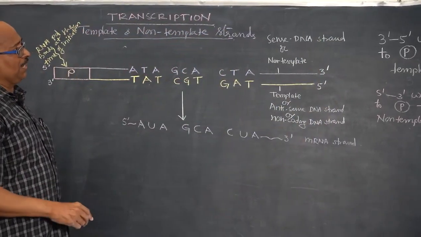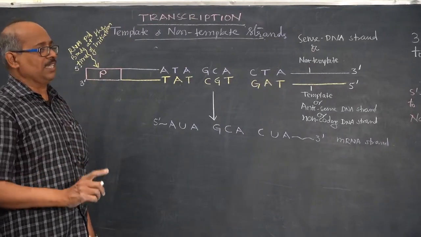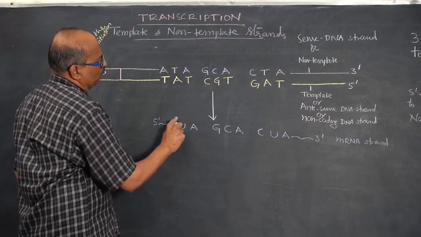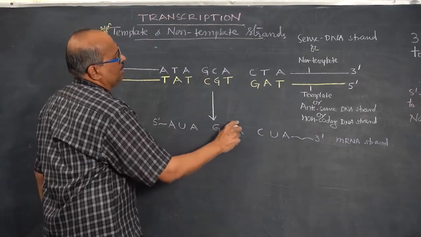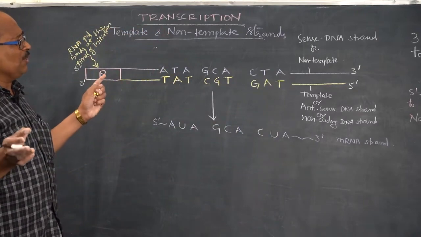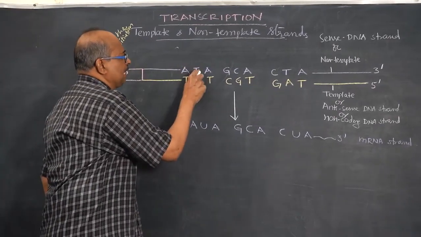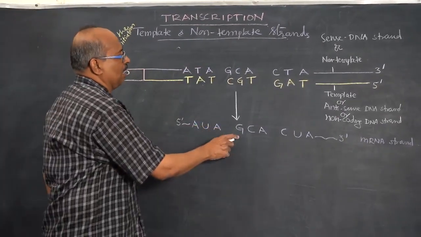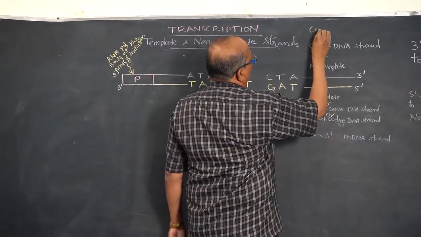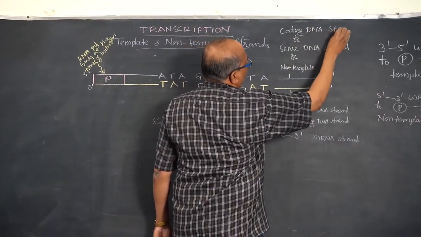They are sense DNA strand because orientation is similar to that of RNA strand which is synthesized. Now look at the nucleotides. We have ATA, AUA, GCA, GCA, CTA, CUA. The nucleotide sequences are identical. The only difference being DNA contains thymine in place of uracil in the case of RNA. That's why this strand is called as coding DNA strand.